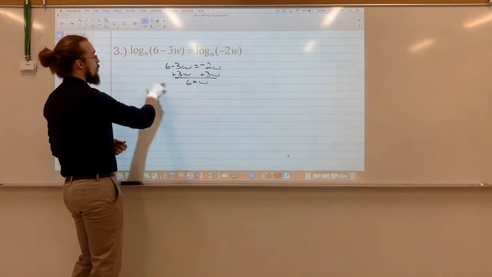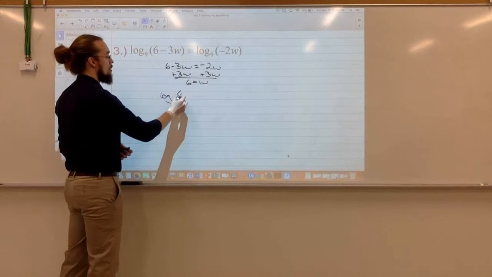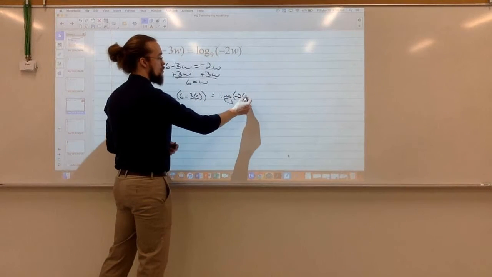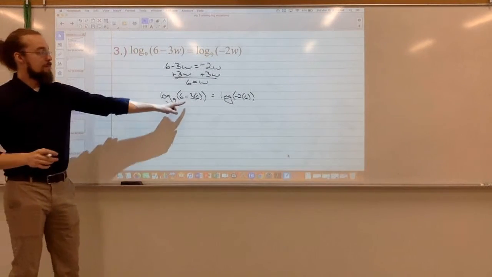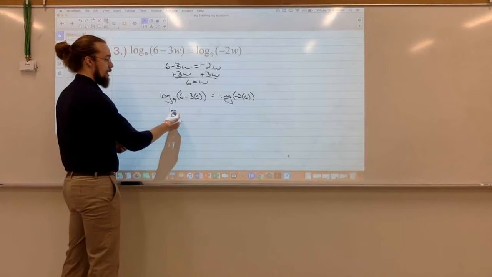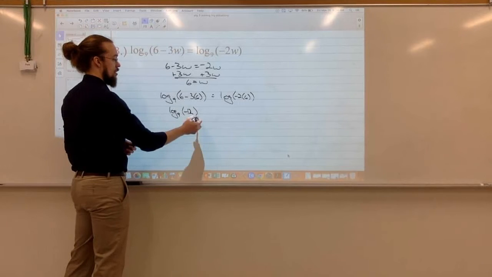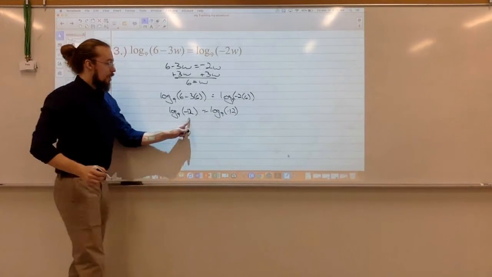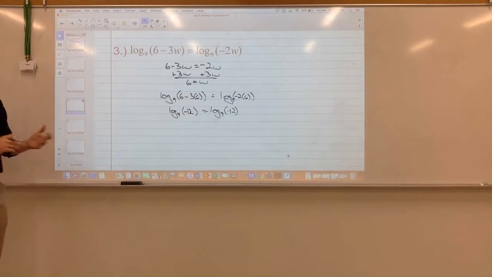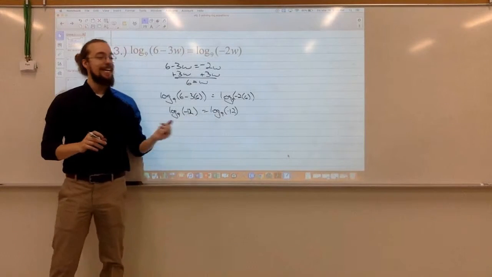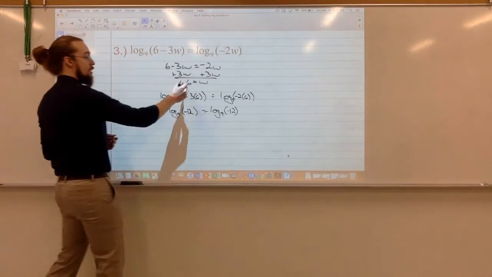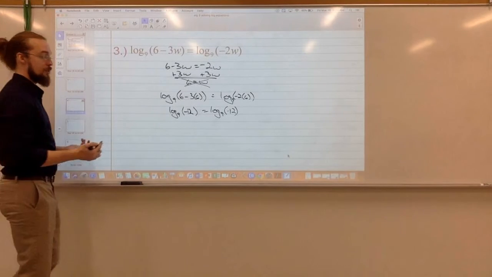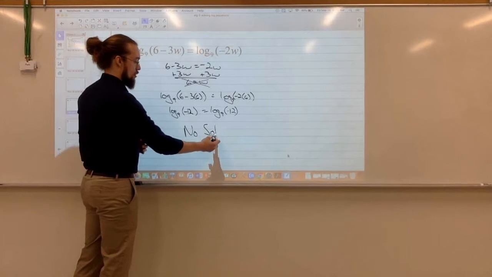But then let's plug it back in. So if I plug 6 in over here, I've got log base 9 of 6 minus 3 times 6. And then over here I would have log base 9 of negative 2 times 6. Well, over here, 3 times 6 is 18, so 6 minus 18 would get me negative 12. Same thing over here, I would get log base 9 of negative 12. We cannot take the log of a negative number. So if I get a negative inside of the log when I plug my answer back in, that means that answer is extraneous. So 6 is not an answer. Since 6 was the only possible answer that we got, and it ended up being extraneous, that means there are no solutions to this problem.